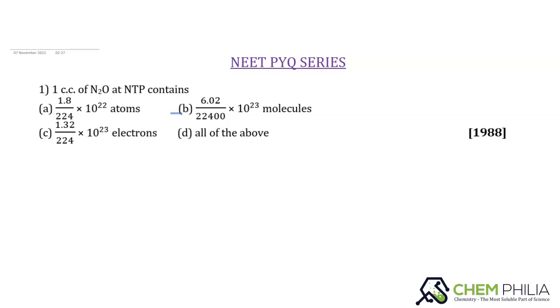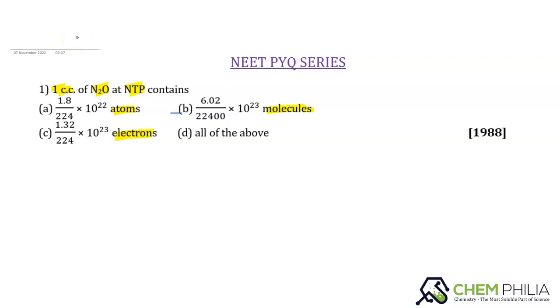So let's start. The question is: 1 cc of N2O at NTP contains, and different options are given. The first option is regarding the number of atoms, the second option regarding the number of molecules, the third option is regarding the number of electrons, or whether it's all of the above. So let's see. Now see which point is given.